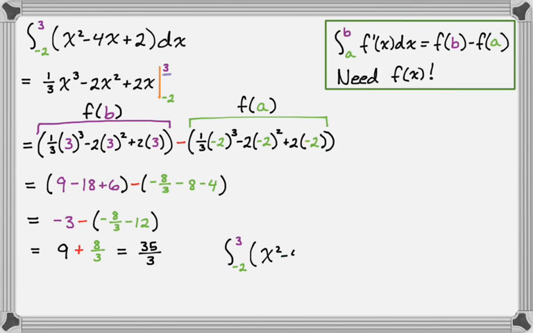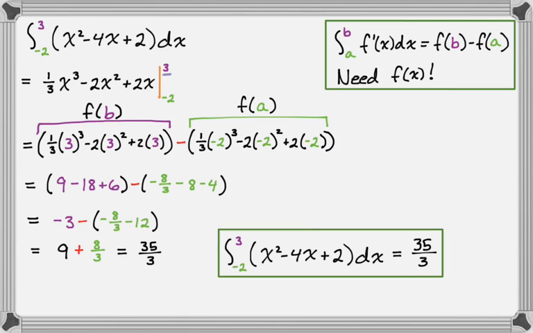And then the whole idea here was that we were evaluating the definite integral. So from -2 to 3, x squared minus 4x plus 2 is 35/3. All right, there you go.